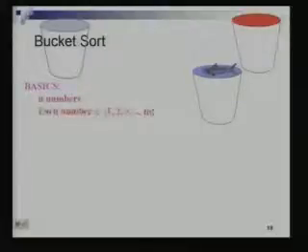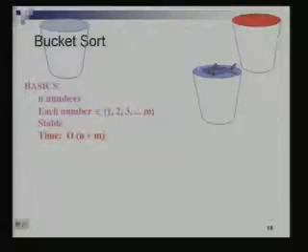So we have n numbers. Each number is in a certain range, let's say 1 through m. Bucket sort is a stable sorting algorithm, and it will take time order n plus m. You understand what we are talking of.